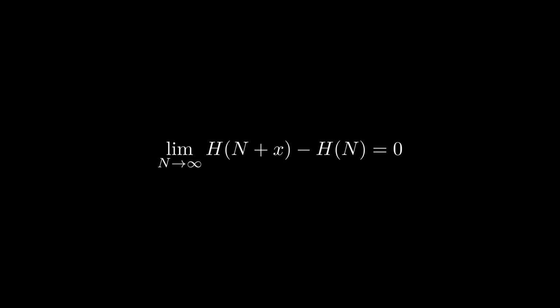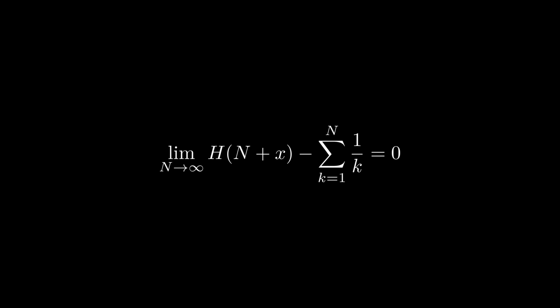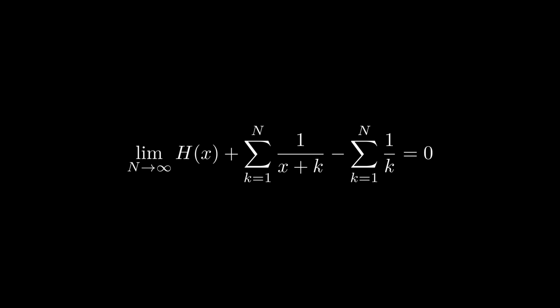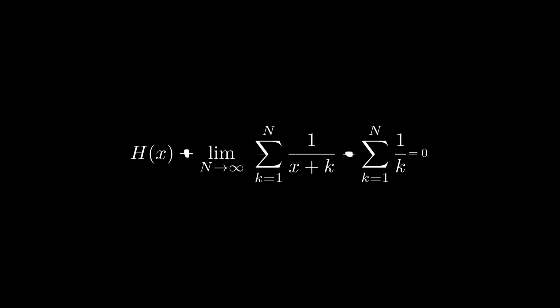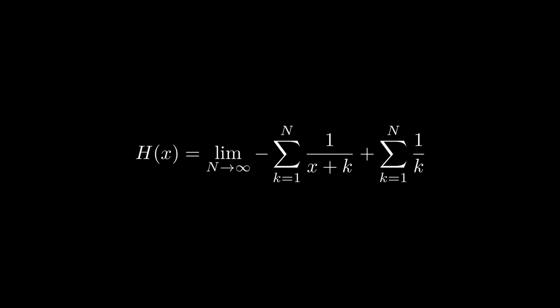Now, for the h of n, we can just plug in the original definition of the harmonic numbers. For the h of n plus x, we can reposition the n and the x, and now this is just a case of our super recursive formula, so let's plug that in. Now since the h of x doesn't depend on n, it can come outside the limit, and we can subtract the limit out to get h of x by itself.